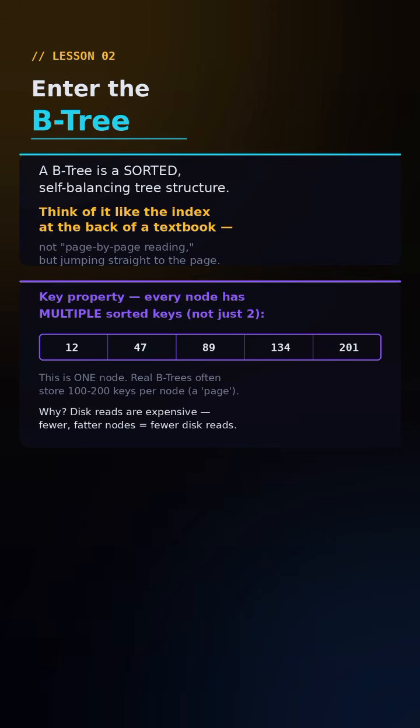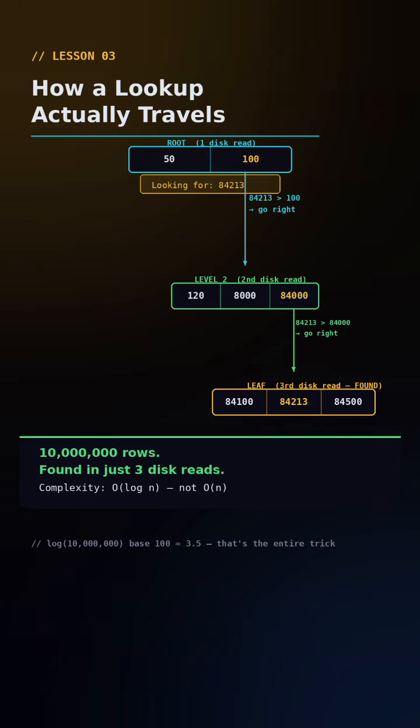Here's the real mechanism. Say we're looking for ID 84,213 in a table of 10 million rows. At the root, one disk read, we compare against 100. Since 84,213 is bigger, we go right. At level 2, second disk read, we compare against 84,000 and go right again. At the leaf, third disk read, we find 84,213. 10 million rows, found in just 3 disk reads. That's O(log n), not O(n).